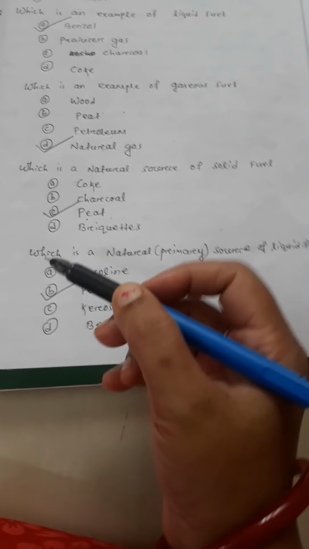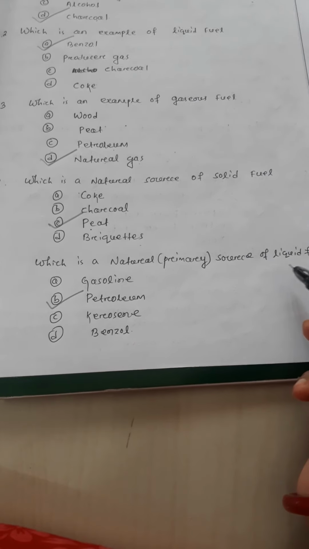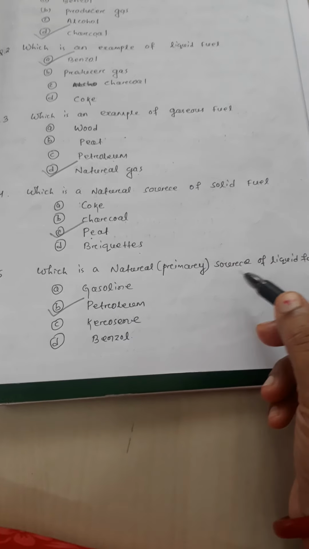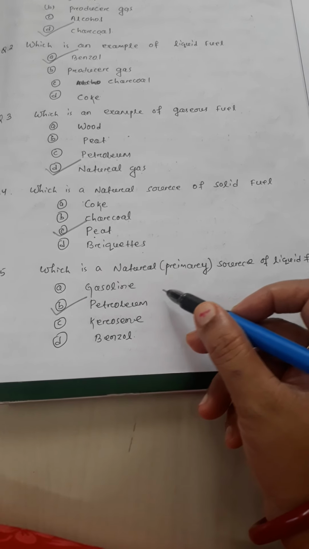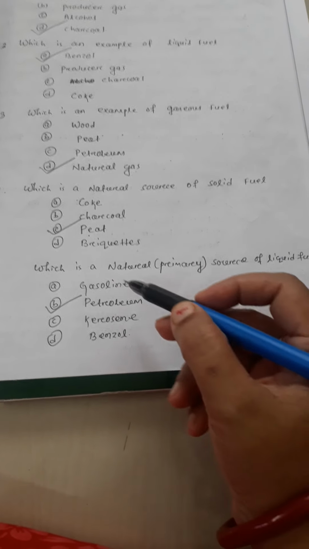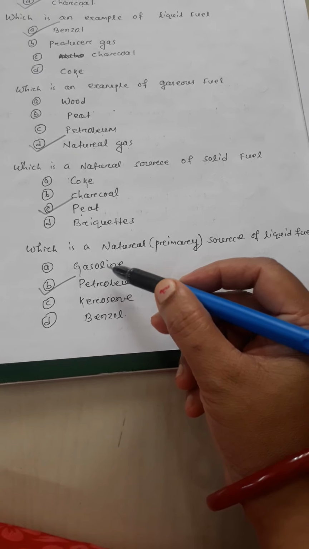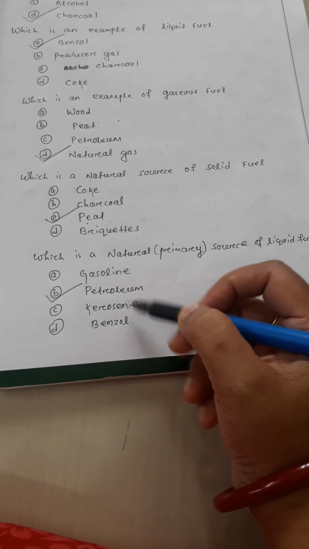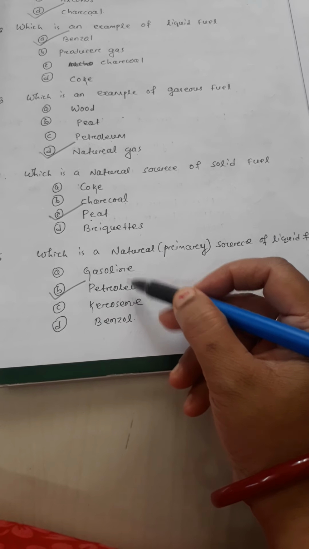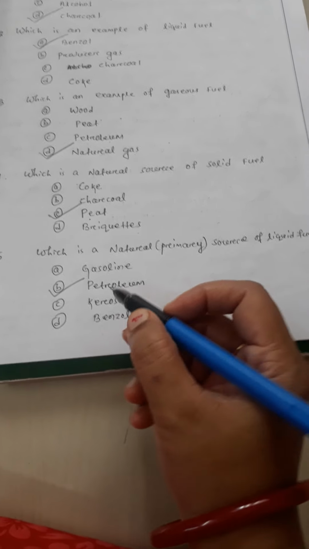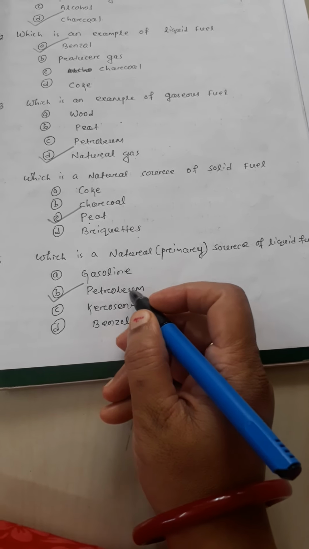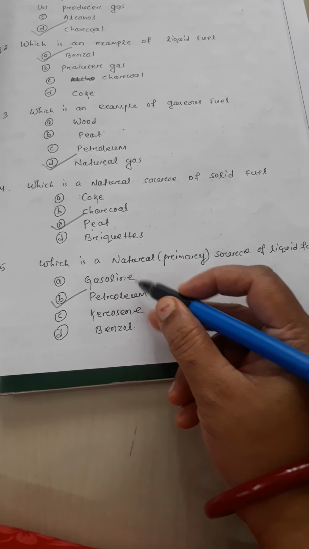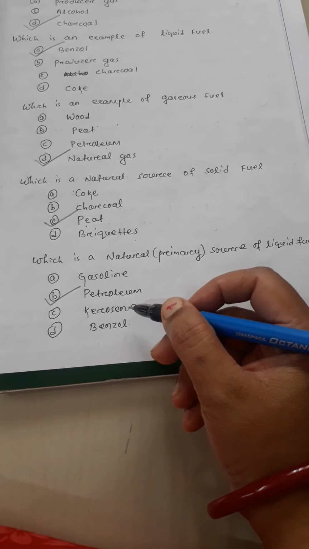Next is, which is the natural or primary source of liquid fuel? The options are gasoline, petroleum, kerosene, benzol. All these are liquid fuels. From this, which is the natural source? The natural source is petroleum. From petroleum we get all these other sources, that is the secondary sources of liquid fuel.